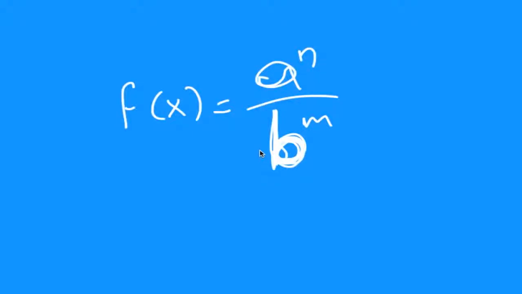Okay, so now we're asked to find the domain of a rational function. What is a rational function? This whole thing is a rational function. And the domain of it is just a number that makes this right here be equal to 0. Let's take a look at a few examples.